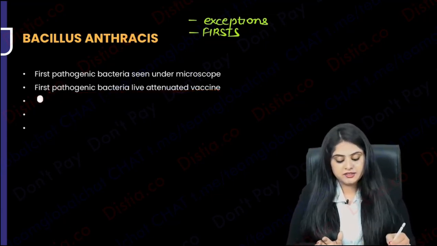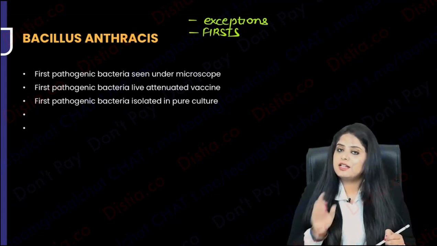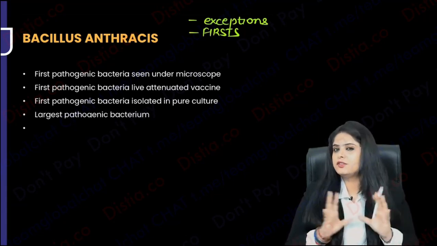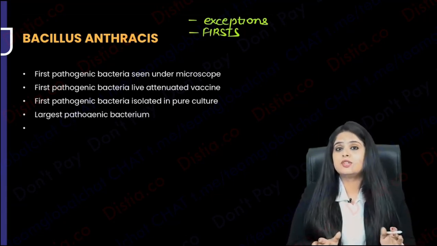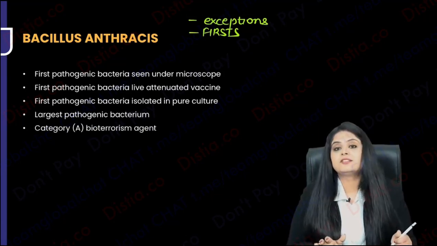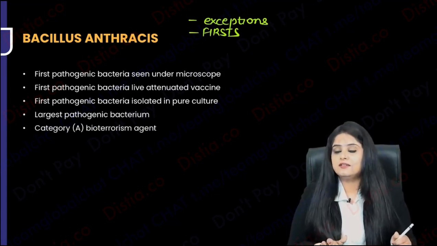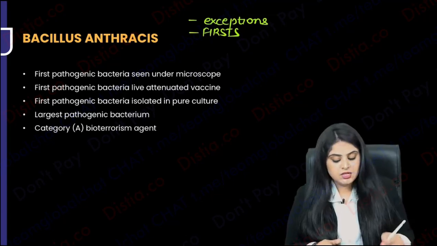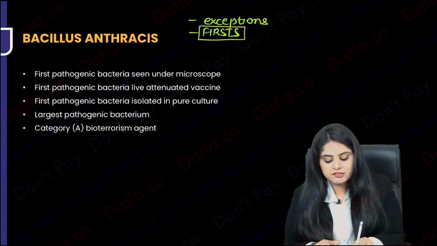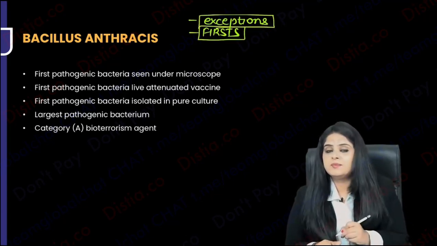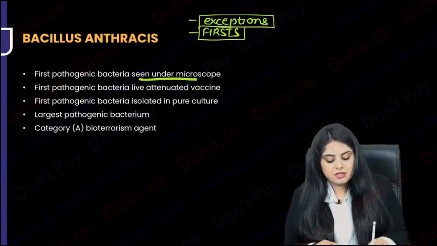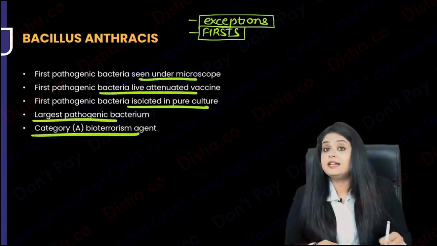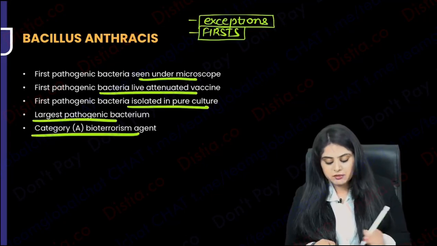Which was the first pathogenic organism to have a live attenuated vaccine? Again, Bacillus anthracis. Which was the first to be isolated in culture media? Again, this one. Which is the largest pathogenic bacteria? Again, Bacillus anthracis, and of course deadly, a category A bioterrorism agent. So like I said, it's a bacteria of firsts and a bacteria of exceptions. Remember: first to be seen under the microscope, first live vaccine, first isolation, largest, and a deadly category A bioterrorism agent. So let's begin.